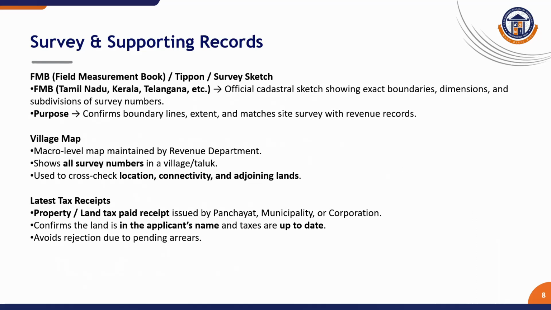The village map provides a macro-level view of all survey numbers in a village, helping to establish locations and connectivity. Last is the latest tax receipt, proving that all property taxes are paid up to date, which is essential to avoid rejections on administrative grounds.